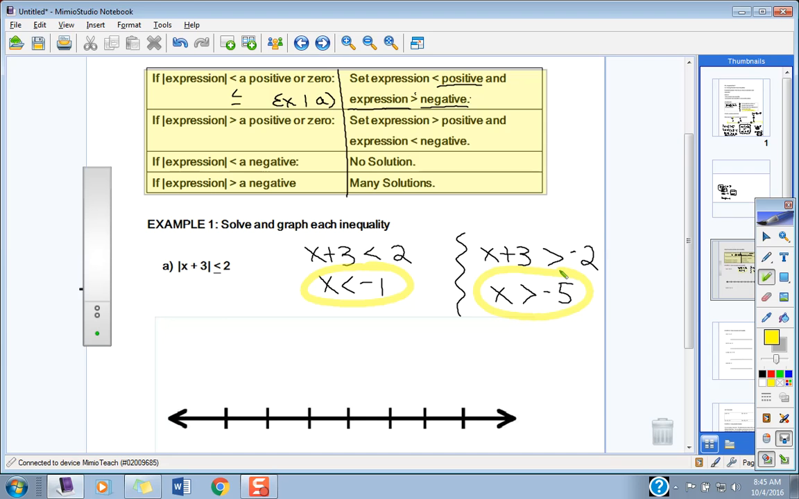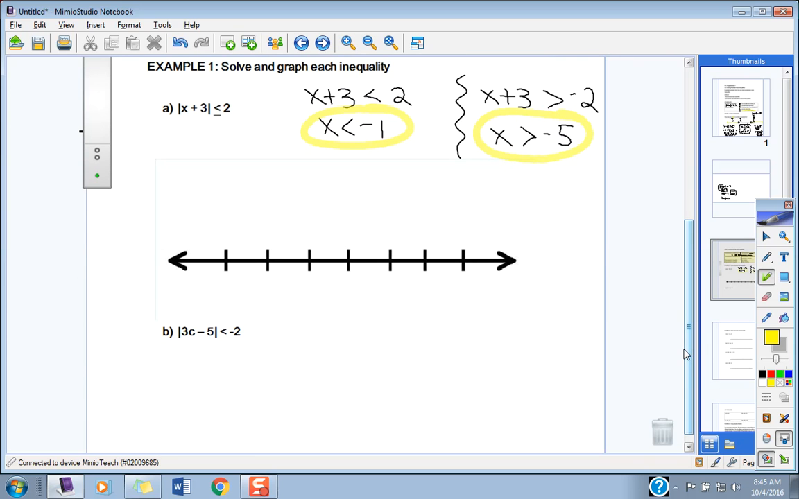Now here's the deal. What I would encourage you guys to do is start with your points. I don't know if you're going to be shading an interval or if you're going to be doing a kitty whisker type thing that we've talked about in the past. But what I would encourage you to do is to figure out where negative 1 and negative 5 are going to be. So let's come down to this number line and look at this thing graphically.